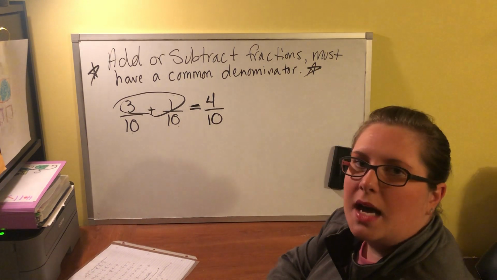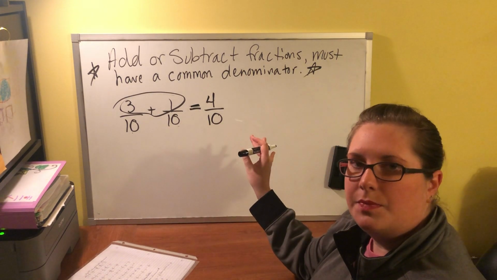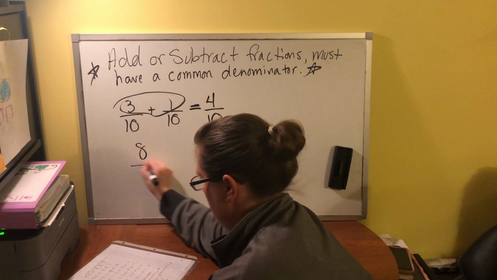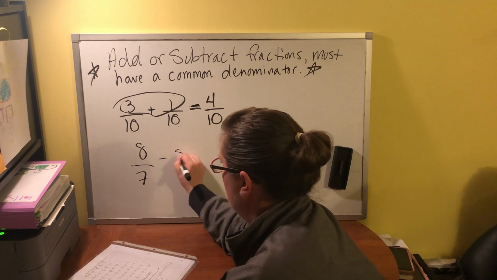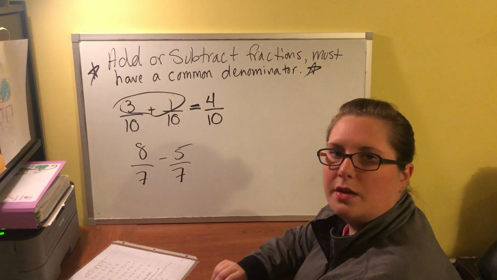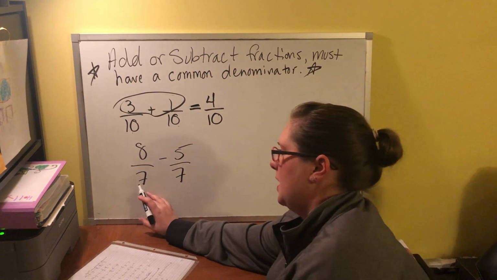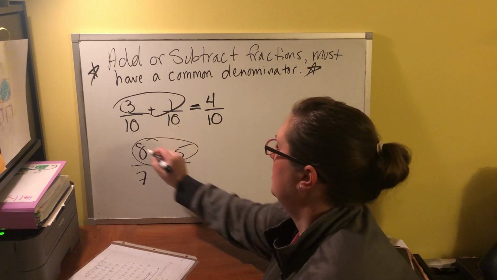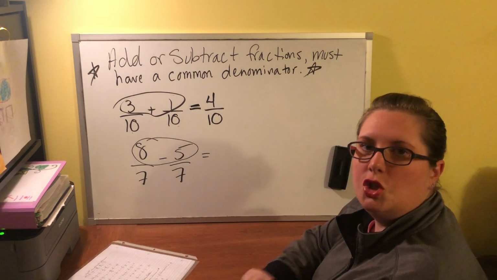You only add or subtract the numerators, the top numbers. So if I had 8/7 minus 5/7, the first thing we're going to check is, do we have the same denominator? Yes, they're both 7s. So that means we can go ahead and subtract the numerators.